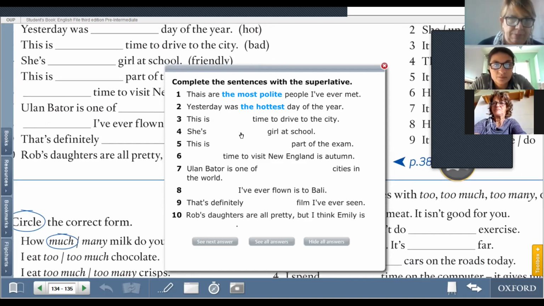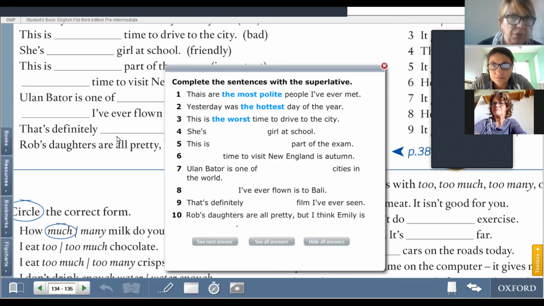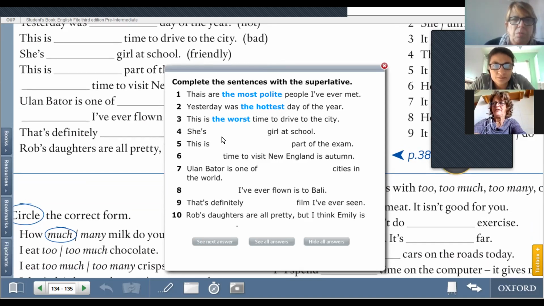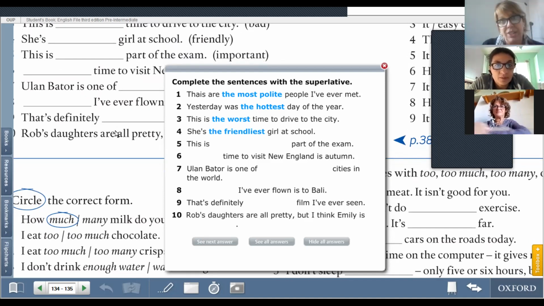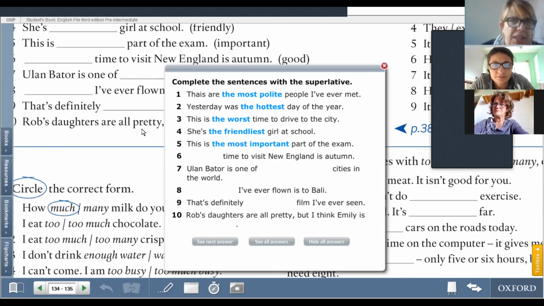And then we got bad. This is the worst time to drive to the city. Anna, number 4 is friendly. She's the most friendly girl at school. Very good. Or friendliest. This is one of these cases where you can use one or the other, because the most friendly is much more common, but you can also use the friendliest. Not a lot of people use friendliest, believe me. Okay, important. This is longer. This is the most important part of the exam. Exactly.